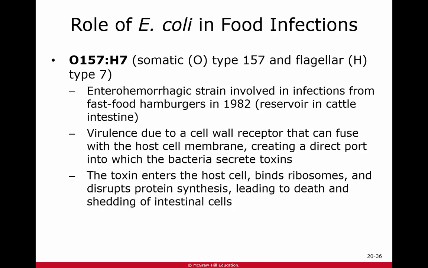As far as food infections, O157:H7 is an enterohemorrhagic strain that was responsible for infections from fast food hamburgers in 1982. And the reservoir was the cattle intestine. And the virulence is because of a cell wall receptor that fuses with the host cell membrane, and that creates a direct port for the bacteria to secrete toxin, and the toxin enters the host cell and disrupts protein synthesis and causes death and shedding of the intestinal cells.